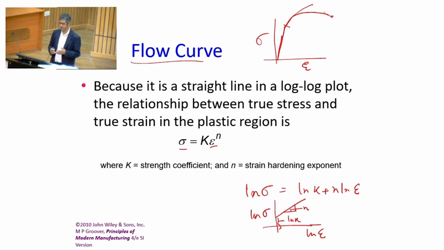Flow curve. Flow curve is what? Flow curve is nothing but the curve which will depict the behavior in the plastic part, and that equation is sigma equal to k epsilon to the power n, where sigma is the true stress, epsilon is the true strain, k is a constant known as the strength coefficient, n is the strain hardening coefficient. And if you take a log on both sides, you can measure the slope. Slope will provide you the value n. n is the strain hardening coefficient.